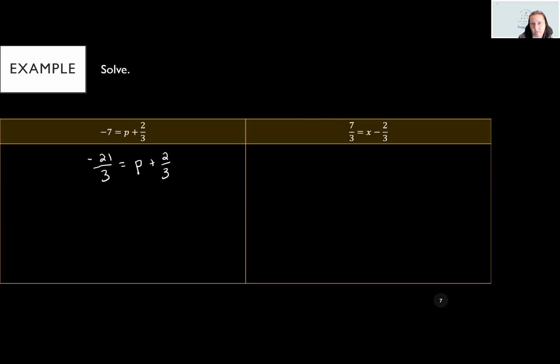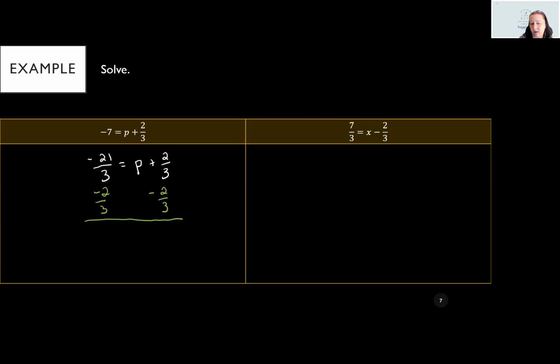So now that I have those with a common denominator, I can subtract 2/3 from both sides. You may find it helpful to do it in a different color. Some people find that very helpful. So I'll just do that in a different color like this. I'm subtracting the 2/3 because I want to get that P by itself. And so now I've got -21/3 minus 2/3.